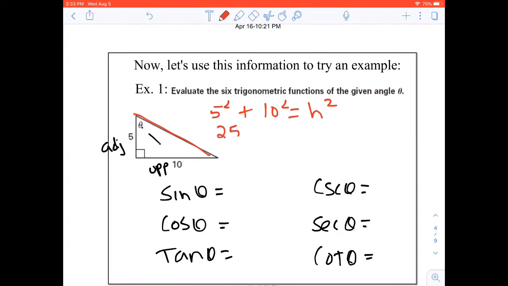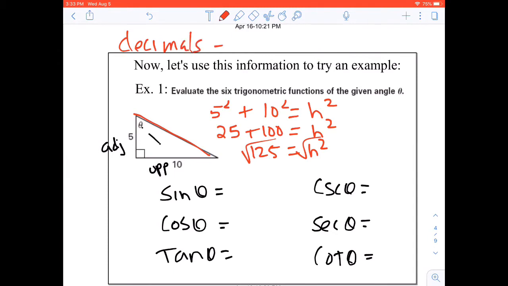So that's 25 plus 100 is equal to the hypotenuse squared. We're going to have to take the square root. And while I know that it is equal to a decimal, we're not going to use decimals. Decimals are not exact. So we're going to keep this in simplest radical form. I can think of 125 as 25 times 5. So this is going to be 5 root 5.